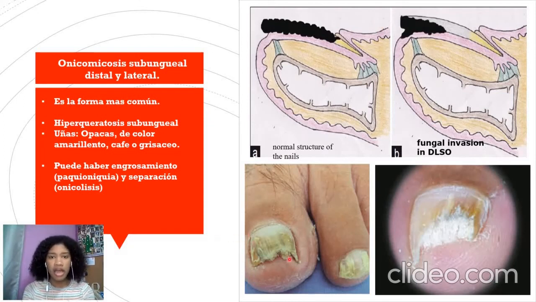Sometimes it can have onycholysis, that is a detachment of the nail bed from the nail plate.